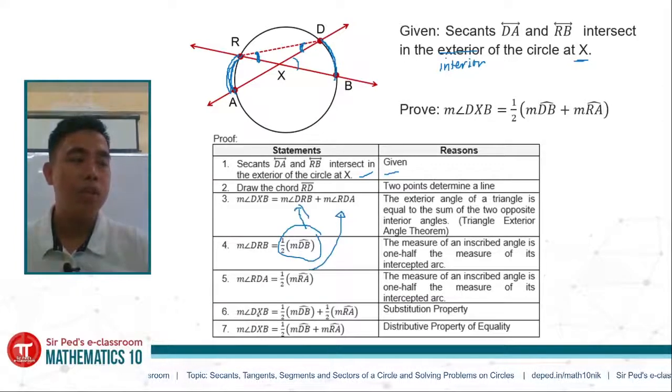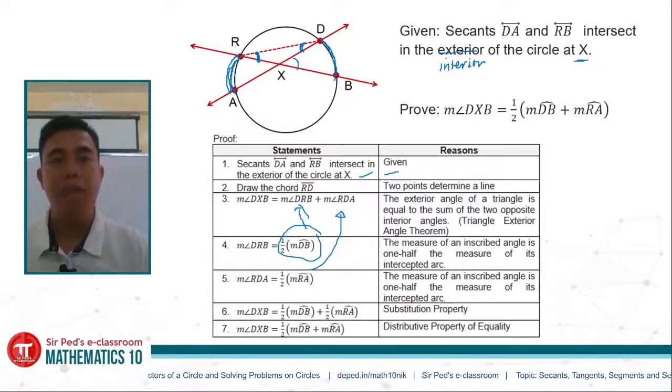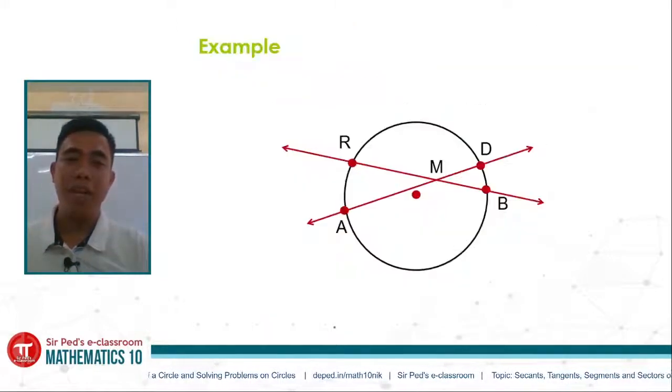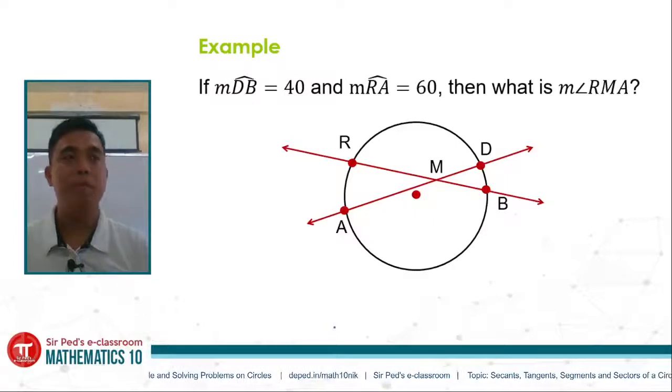Then, by substitution, we substitute there, and substitute there as well. So, we have the measure of angle DXB is equal to 1/2 the measure of arc DB, plus 1/2 the measure of arc RA. Then, by distributive property, factor out 1/2, that is equal to 1/2 of the measure of arc DB plus the measure of arc RA. Okay, so we are done, and let's have an example.